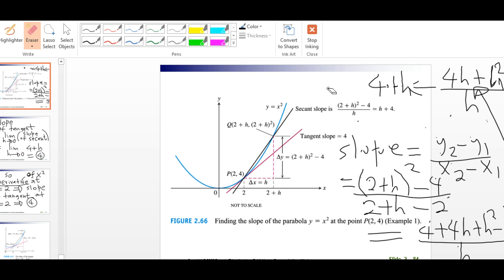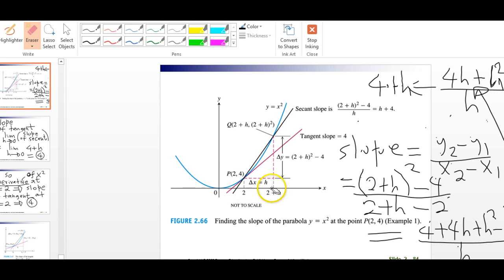Okay, so this 4 plus h is what? This is actually the slope of the secant, all right? So this is the secant line, and we found the slope of the black line. Now tell me, ladies and gentlemen, how do we get the tangent from the secant? To get to the tangent from the secant, you must bring this point to our original point. Then the secant line becomes a tangent line.